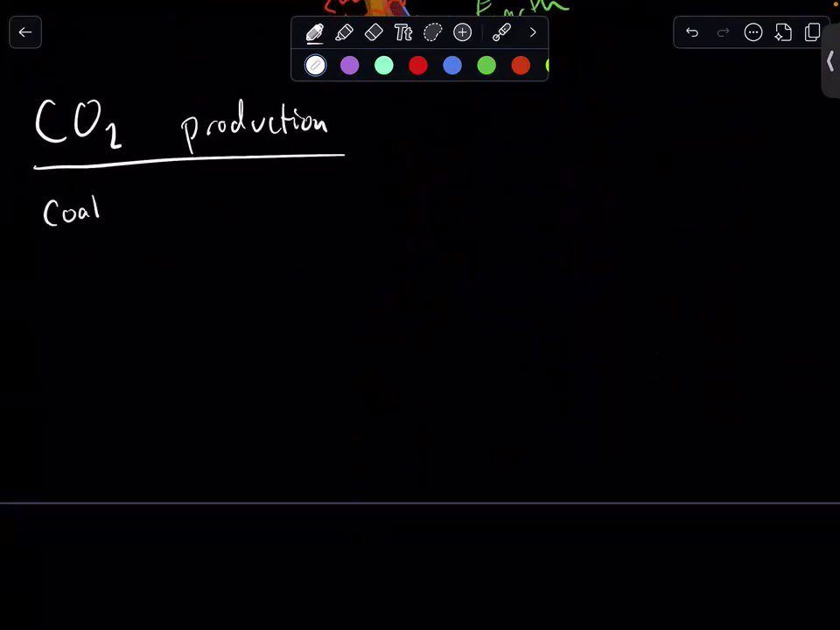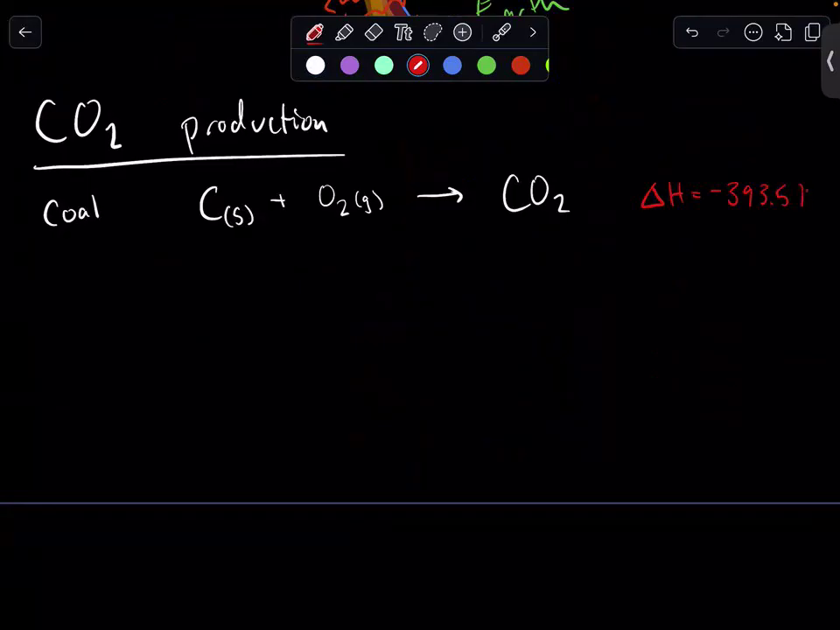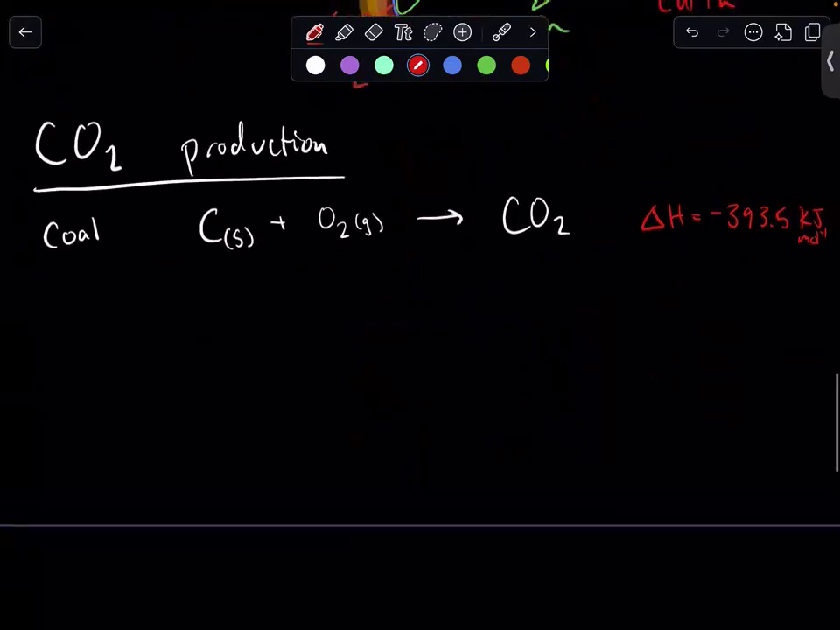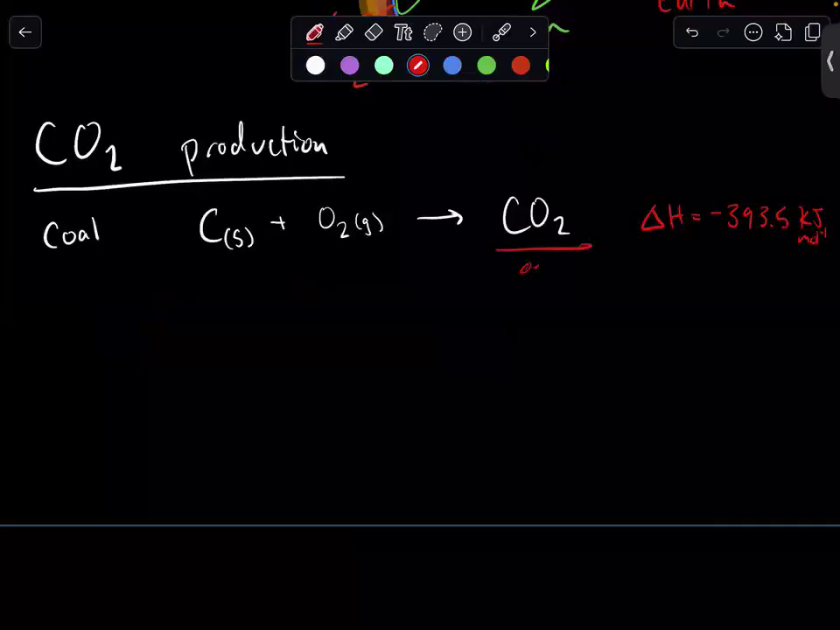So let's look at coal. Coal is carbon, solid, plus oxygen, gas, and in a perfect complete combustion reaction, we get CO2. It even has a 100% atom economy for CO2, and it has a delta H of minus 393.5 kilojoules per mole. So for every 1 mole of carbon, we get 393.5 kilojoules of heat. And once again, carbon dioxide is the only product. So burning coal is just a great way to shove out a whole bunch of carbon dioxide. For every 1 mole of carbon, you get 1 mole of CO2.